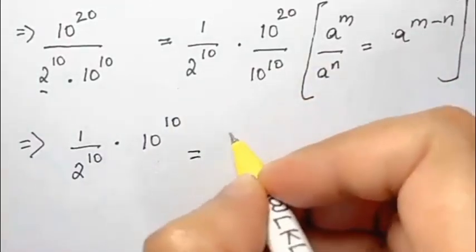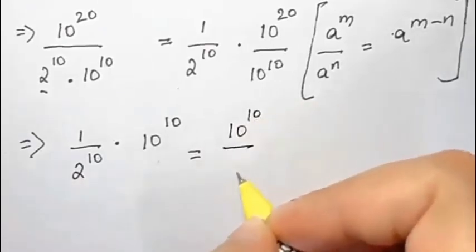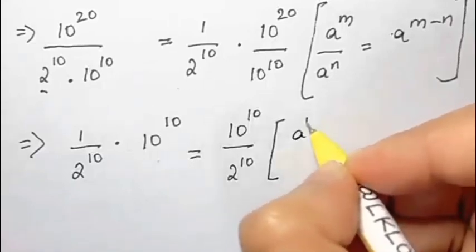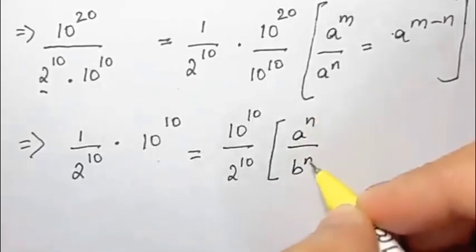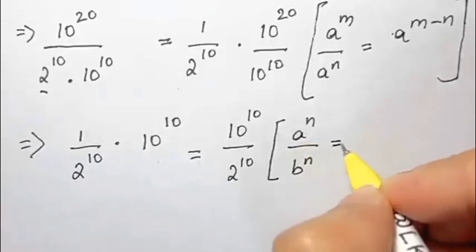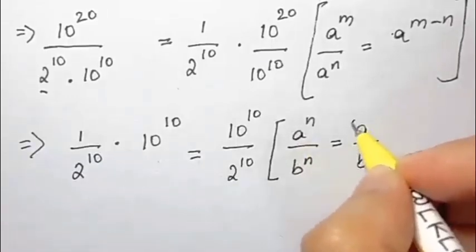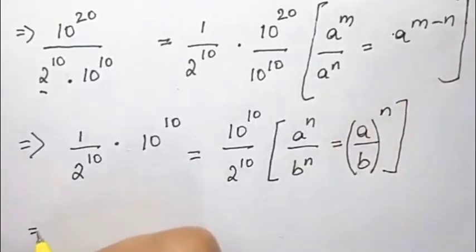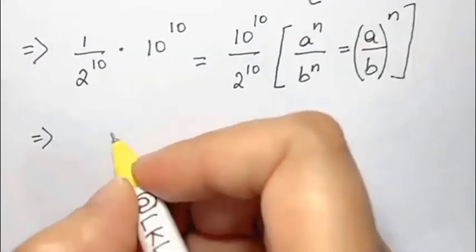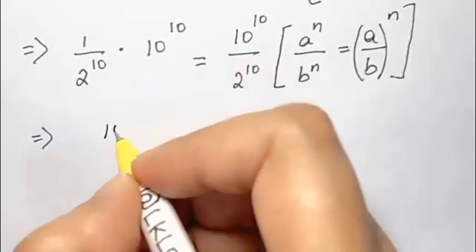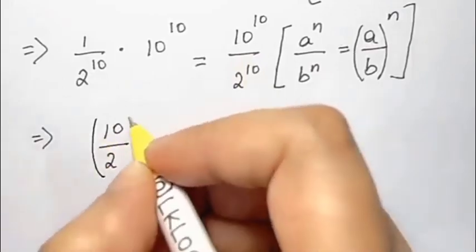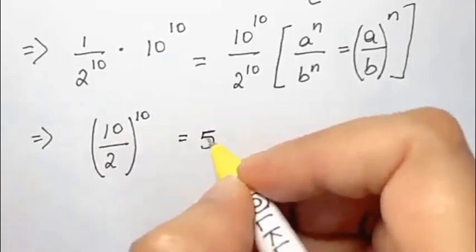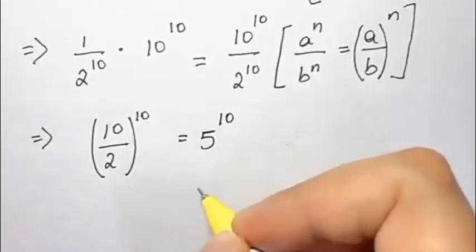Now we have 10 to the power of 10 over 2 to the power of 10. Again, we're going to apply this law: a to the power of n over b to the power of n. When you have the same exponents and different bases, you can just combine them with the same power. So that's equal to 10 over 2 whole to the power of 10, and you can simplify. 10 over 2 is 5, so 5 to the power of 10 is your answer.